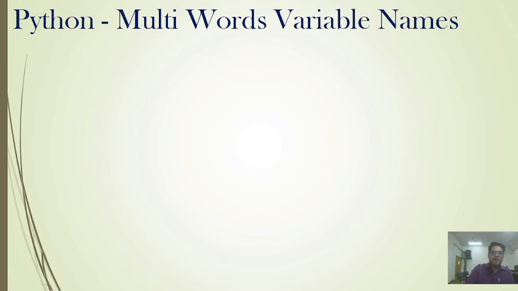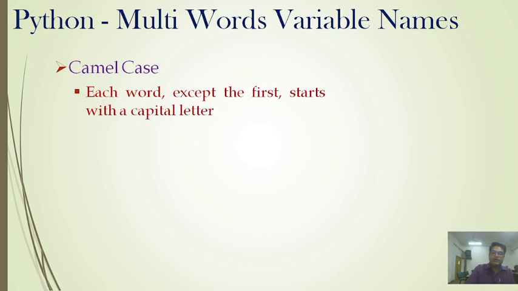Now, multiple word variable names, what should we do for that? What are the ways we can write those? Okay, so there are some cases. The first case is camel case. In camel case, each word except the first starts with a capital letter. Each word except the starting word of the variable is capitalized.